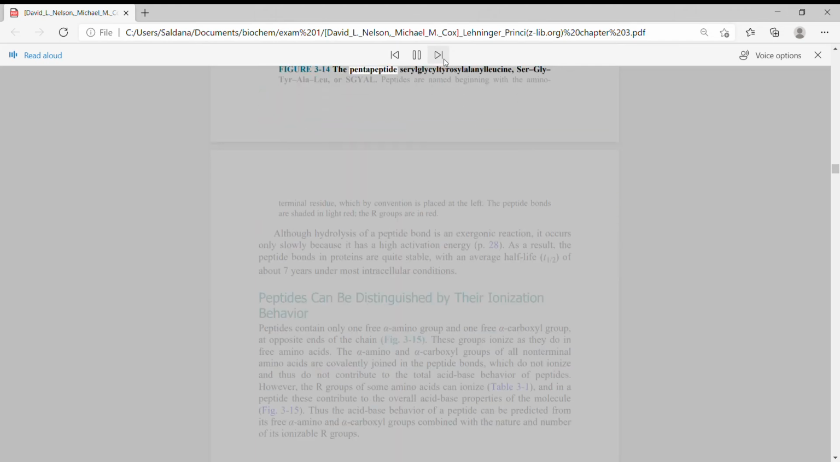Figure 3-14. The pentapeptide serylglycyltyrosylalanyllysine, Ser-Gly-Tyr-Ala-Lys, or SGYAK. Peptides are named beginning with the amino terminal residue, which by convention is placed at the left. The peptide bonds are shaded in light red, the R groups are in red. Although hydrolysis of a peptide bond is an exergonic reaction, it occurs only slowly because it has a high activation energy. As a result, the peptide bonds in proteins are quite stable, with an average half-life, t1/2, of about 7 years under most intracellular conditions.